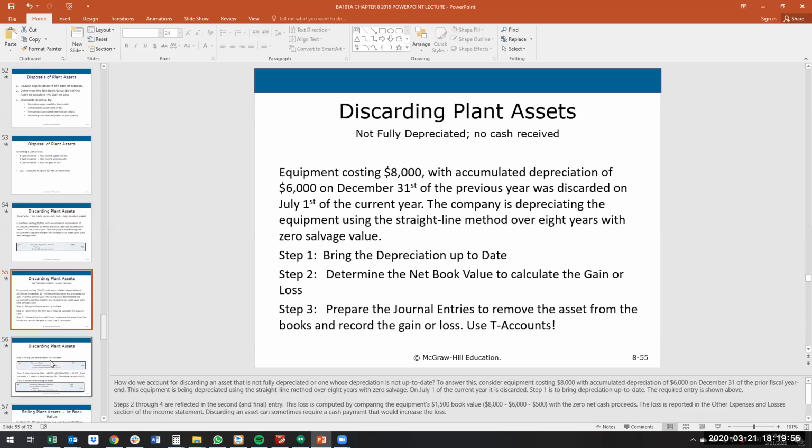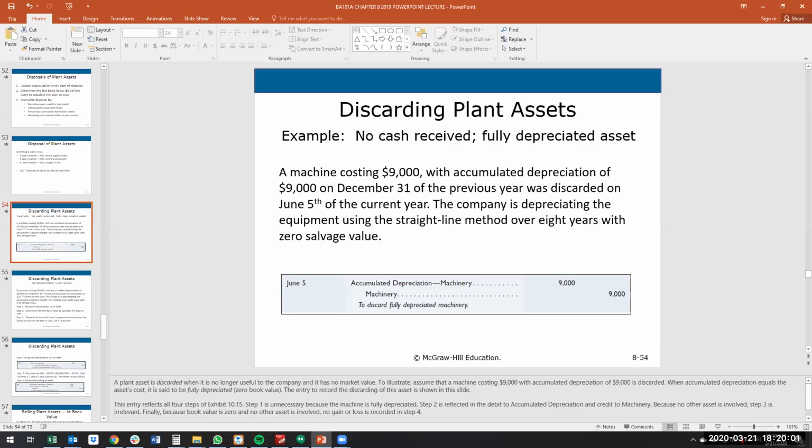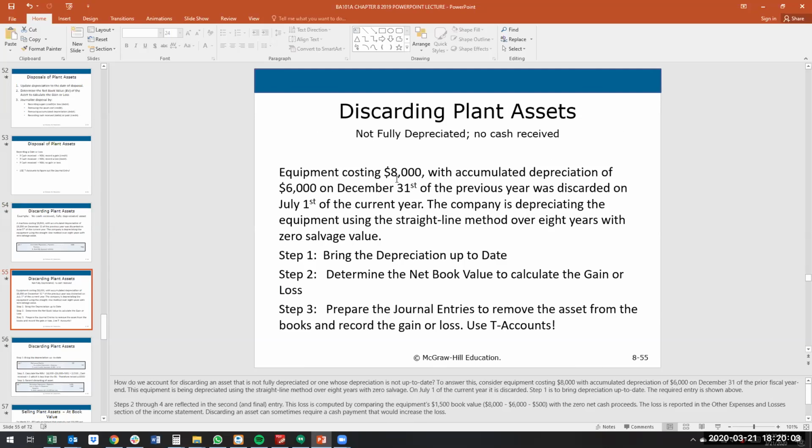So what if we just throw something away and we didn't receive cash for it, and it wasn't fully depreciated? So the previous example is fully depreciated to its salvage value. Here it isn't. So again, we always have to follow the method. We determine the cost, and then we determine the depreciation. So we're saying 6,000 on December 31st, and then this question is asking you to determine half a year of depreciation expense, and it's already given you up to December 31st. So you have to figure out the depreciation expense remaining and then do journal entries.